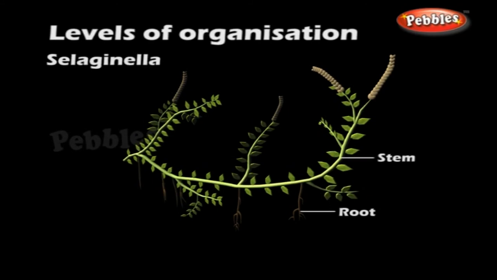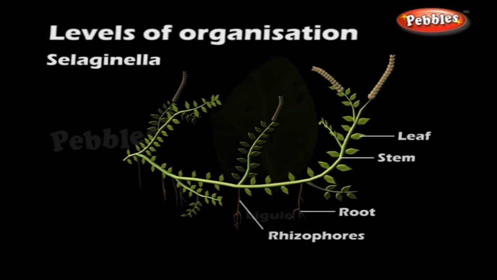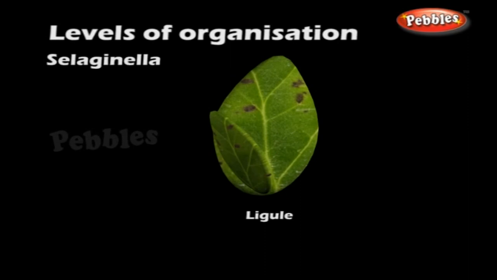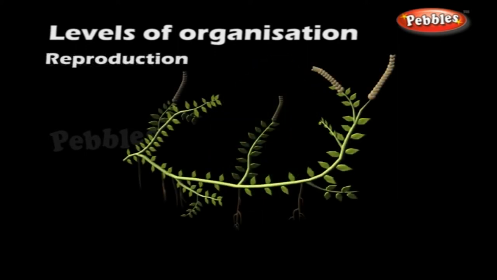In all the species of Selaginella, a small membranous tongue-like outgrowth called ligule is found at the base of each leaf on the adaxial side. Reproduction. Selaginella plant reproduces by spores. At the time of reproduction, specialized spore-producing structures called strobili or cones are produced terminally on lateral branches.